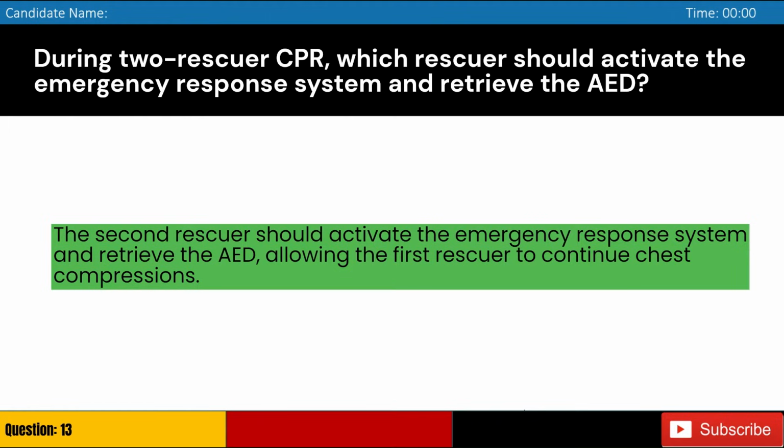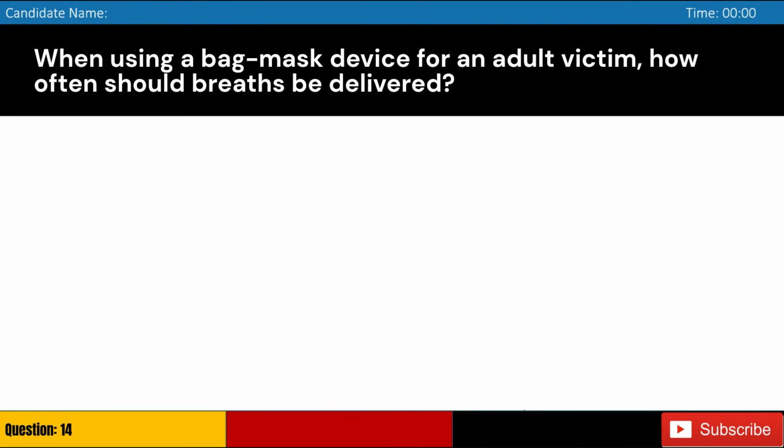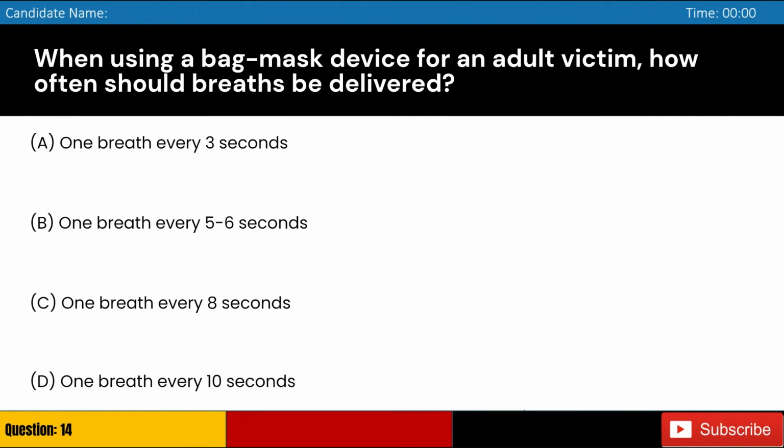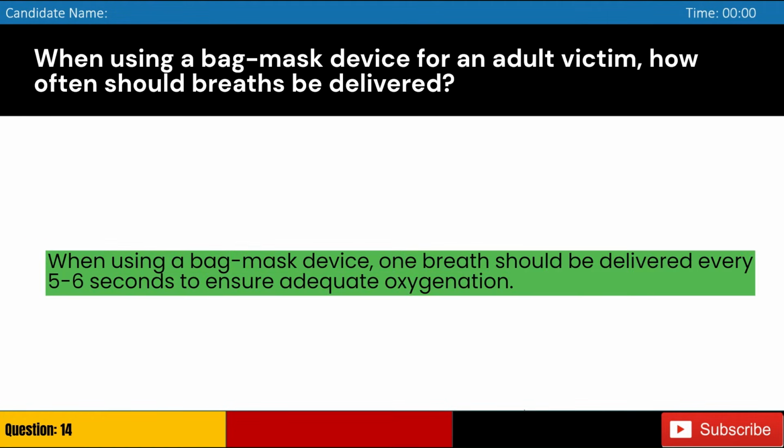When using a bag mask device for an adult victim, how often should breaths be delivered? A. 1 breath every 3 seconds. B. 1 breath every 5 to 6 seconds. C. 1 breath every 8 seconds. D. 1 breath every 10 seconds. Answer: B. When using a bag mask device, 1 breath should be delivered every 5 to 6 seconds to ensure adequate oxygenation.